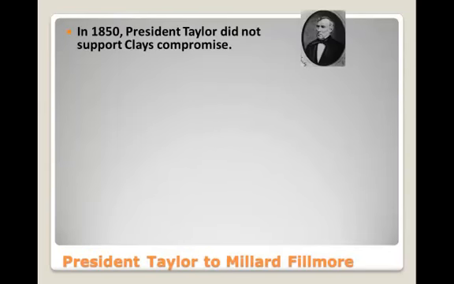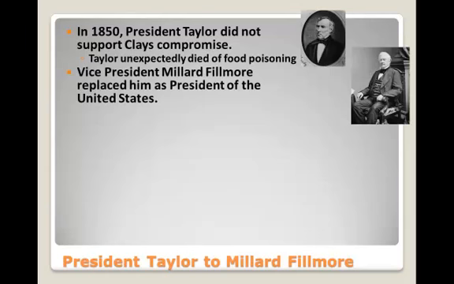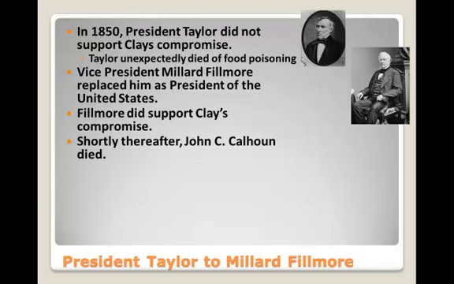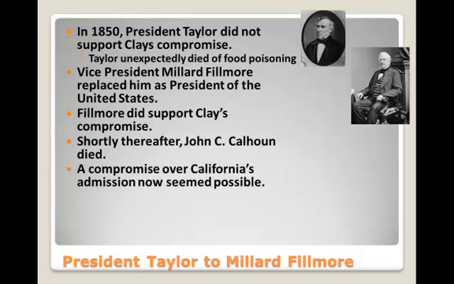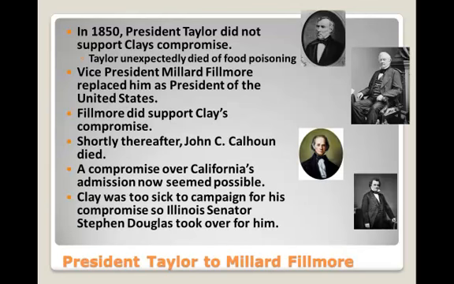President Taylor did not support Clay's compromise. However, he unexpectedly died of food poisoning. Because he died, Millard Fillmore became our new president of the United States, and he supported Clay's compromise. About the same time, John C. Calhoun died from natural causes, so a compromise over California's admission now seemed possible. Clay himself was very sick, and he wasn't able to campaign for this compromise, so he asked a senator from Illinois, Stephen Douglas, to take over for him. And he's the person who actually convinced people to support Henry Clay's compromise, or the Compromise of 1850.